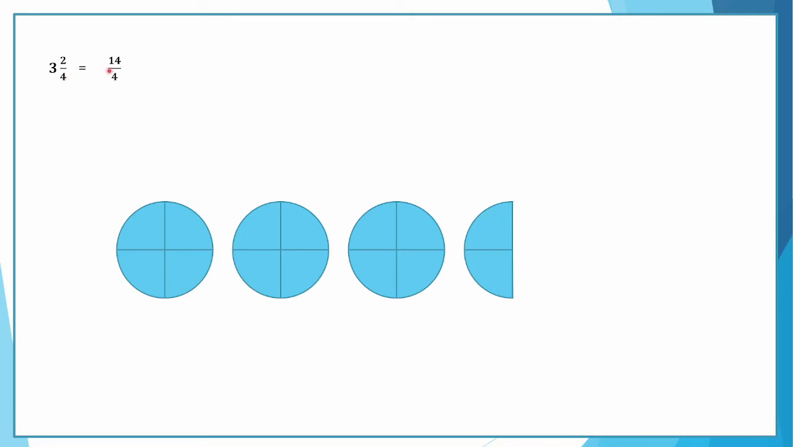This 14 over 4 is just a different way of writing this mixed number. And we do this because sometimes it's easier when we're looking at sums, which we'll look at in our next lesson. Sometimes it's easier to deal with improper fractions than it is to deal with mixed numbers. But this is what we mean when we're talking about a mixed number. 3 whole ones, and then 2 out of the 4 pieces selected on the last one.